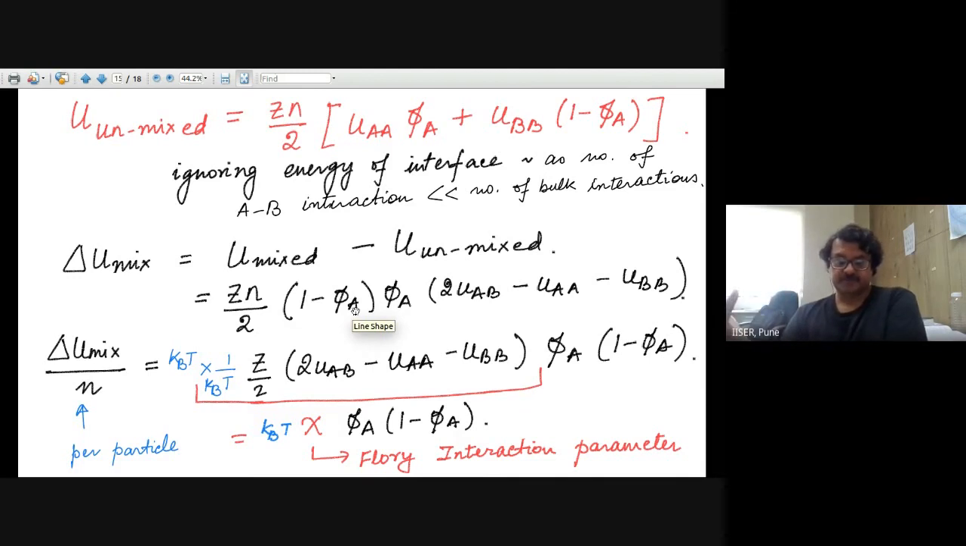phi A times 1 minus phi A, which is phi B, the volume fraction of B molecules, into phi A into 2 u AB minus u AA minus u BB. These were capital U's, and these are small u. So this u is the energy of interaction between an A molecule and another A molecule, right?